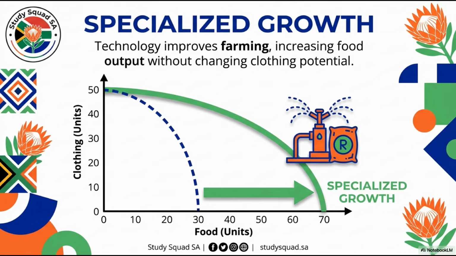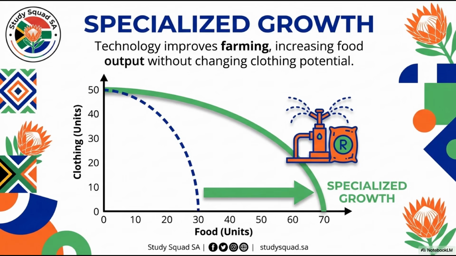Let's move on to changes in one of the outputs. If there's a change in technology or resources that only affects one of the products, the slope and position of the PPC will change. For example, an improvement in farming techniques will increase the amount of food that can be produced, but won't affect the amount of clothing. This would shift the PPC outwards along the food axis.